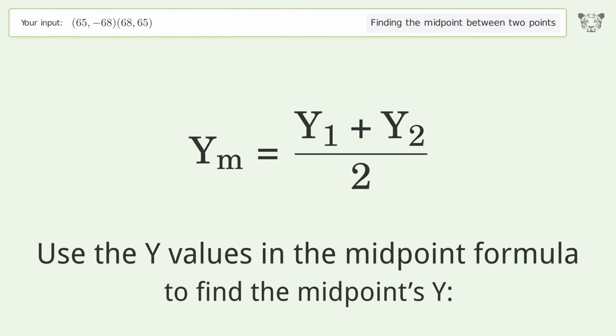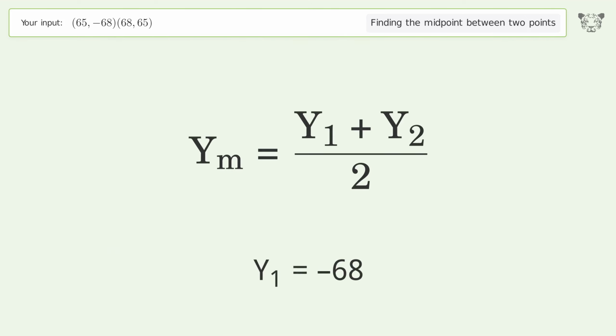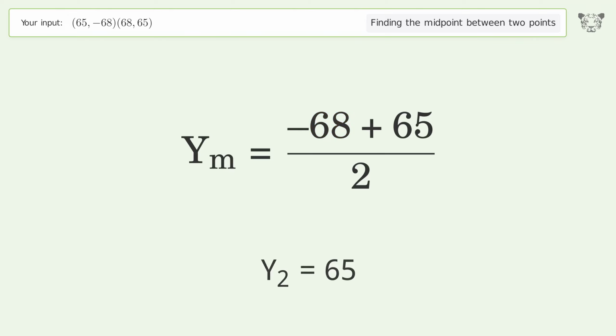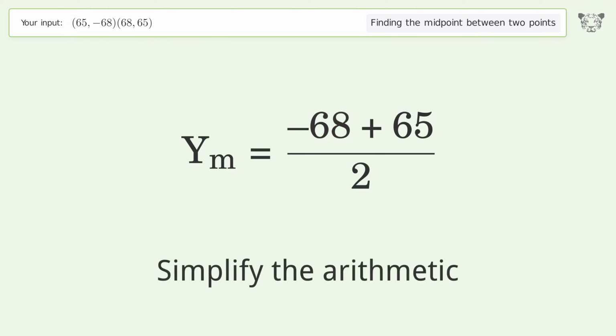Use the y values in the midpoint formula to find the midpoint's y. y1 equals negative 68. y2 equals 65. Simplify the arithmetic.